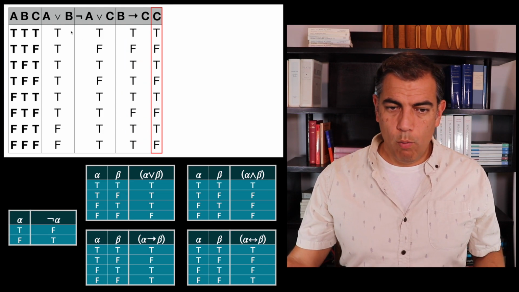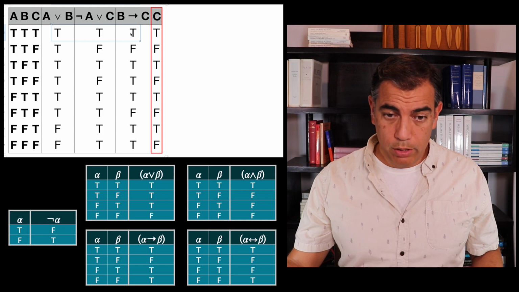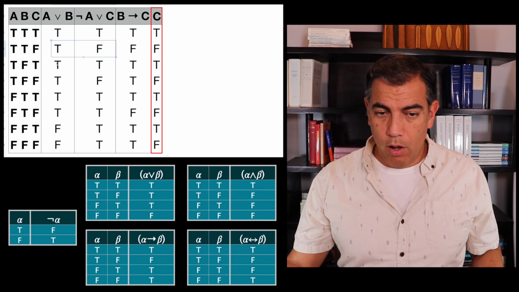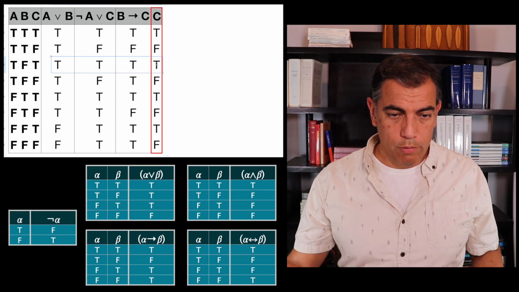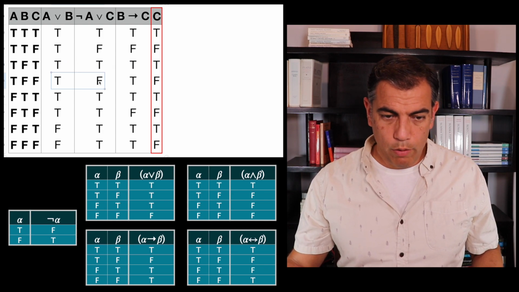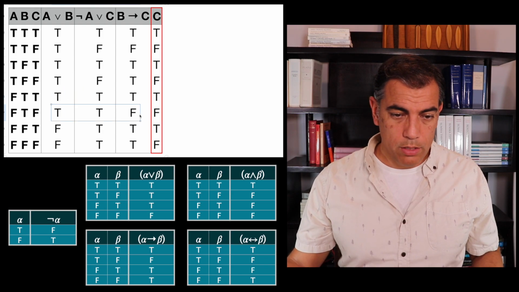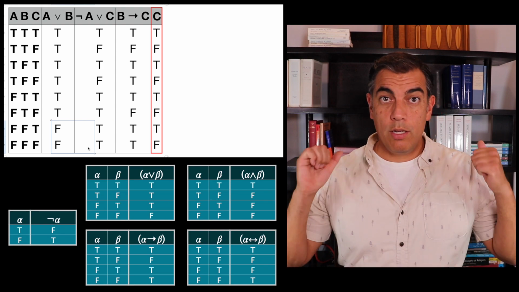Okay, so row 1, I have all true premises, true conclusion, I'm okay there. Row 2, I have a false premise. Row 3, all true and a true conclusion. Row 4, false premise. Row 5, all premises true and a true conclusion. Row 6, false premise. 7 and 8, false premises, valid argument.